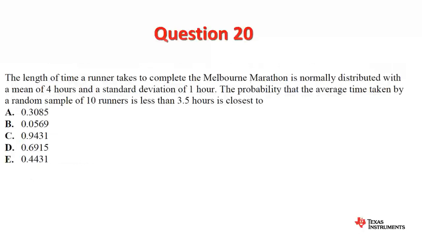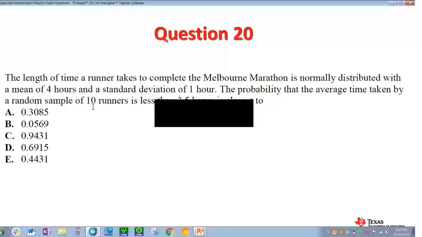So the length of time that a runner takes to complete the Melbourne Marathon is normally distributed with a mean of 4 hours and a standard deviation of 1 hour. So we want the probability that the average time taken by a random sample of 10 runners is less than 3.5 hours. Using our knowledge of the distribution of the sample mean, the distribution of the average time will have a mean of 4 hours as it is with the population, but the standard deviation would have reduced. If the standard deviation of the population is 1 hour, then the standard deviation of the sample mean will be sigma over root n, or 1 over root 10.